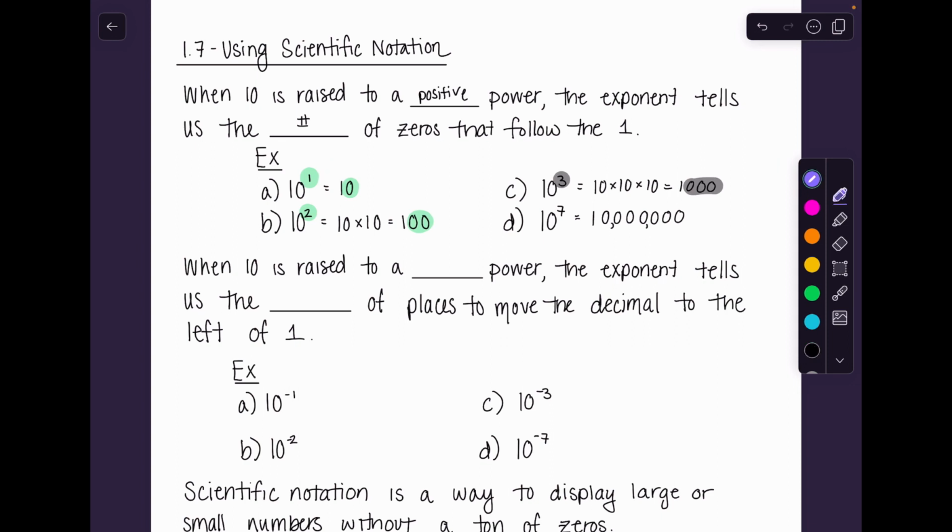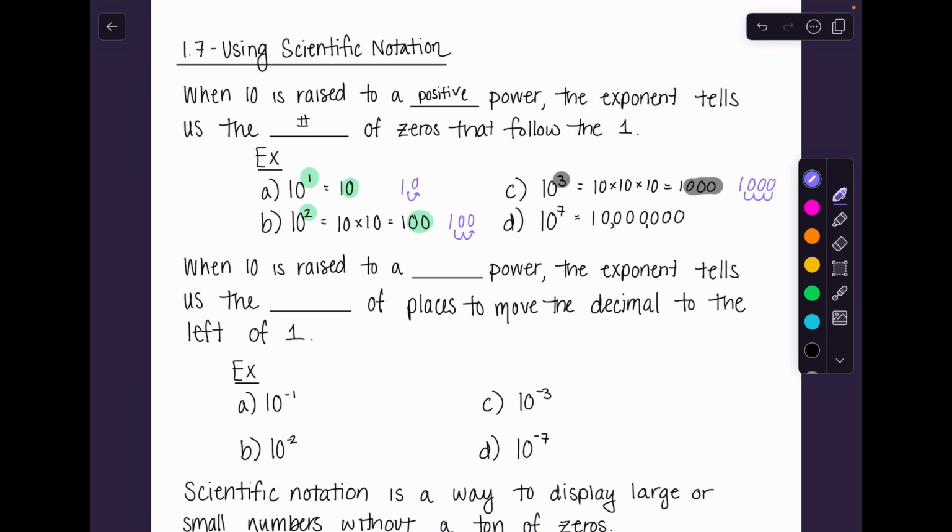The other thing that you can think of is that you're writing the 1, and then that exponent is telling you how many spaces you move the decimal. So 10 to the first would be 10. For 10 squared, you write the 1, you move the decimal twice, it's 100. 10 to the third, you write the 1, you move the decimal 3 times, it's 1,000. So it follows the same process, okay?